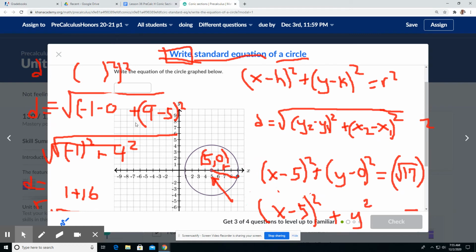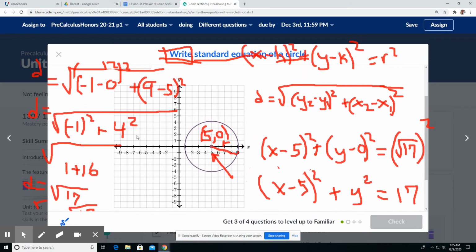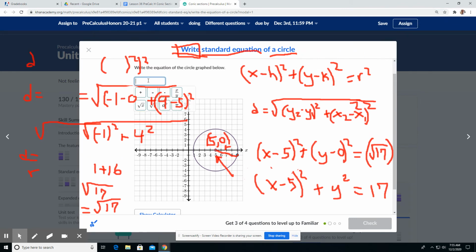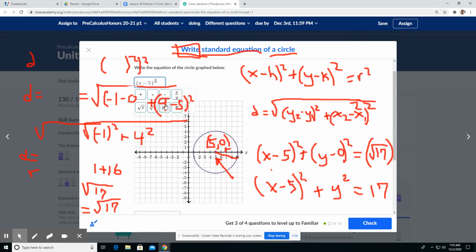There it is. Where do we put our answer? I make it hard on myself, either way. So parenthesis x minus 5 in parenthesis quantity squared plus y quantity squared equals 17. Let me just confirm I typed in everything. Don't want to do all the work and then type in something wrong. Everything looks like it should.